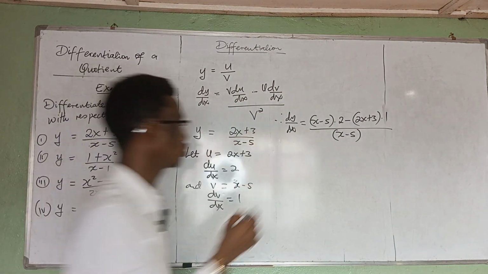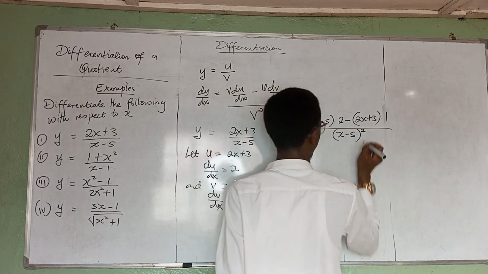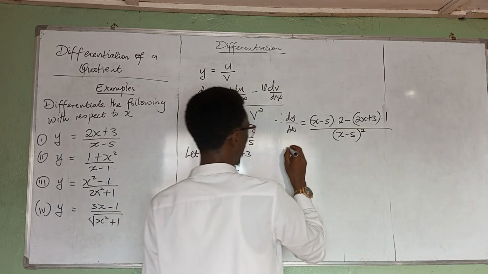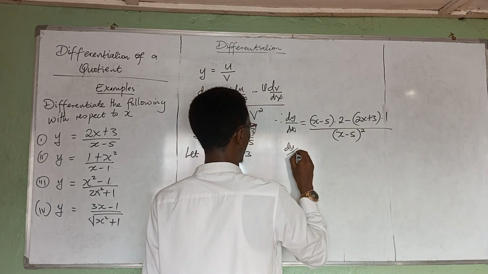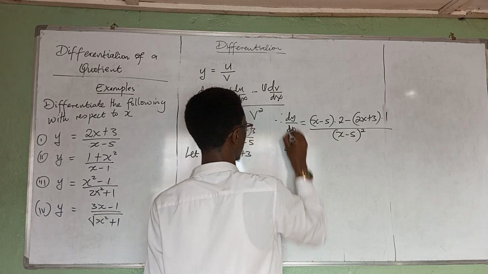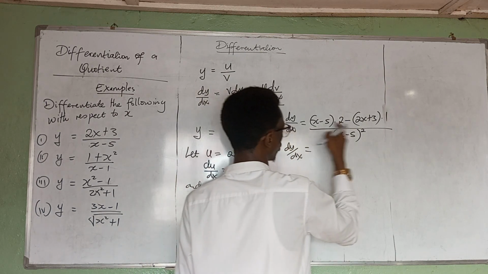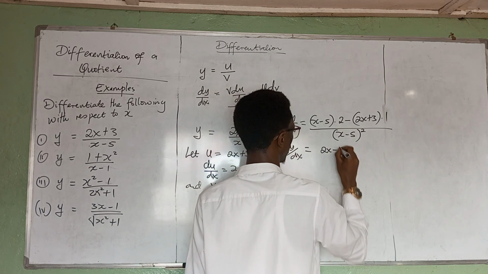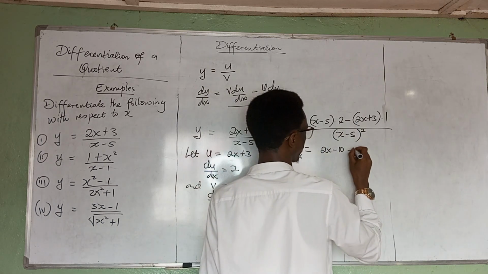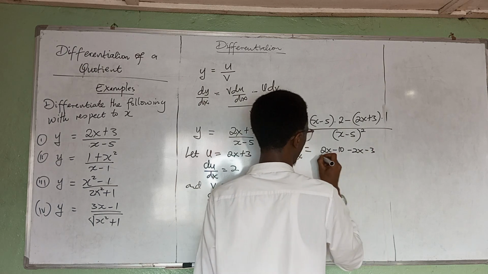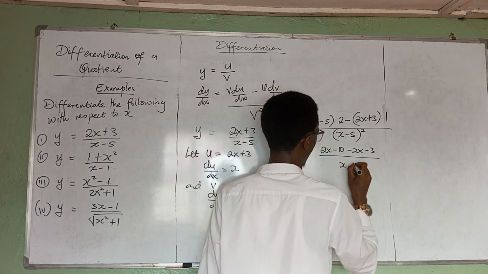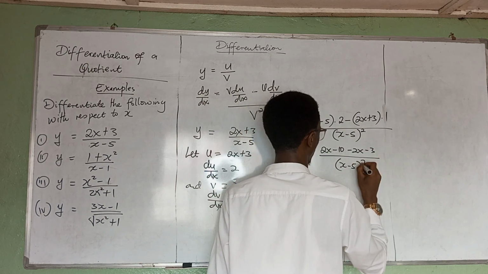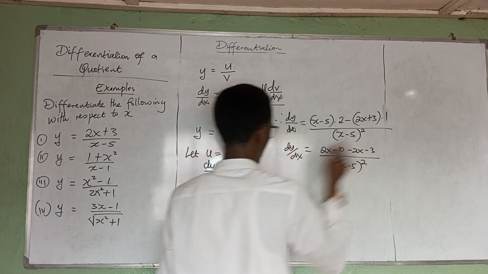A power, which is 2. So we square this one. Now we simplify. Your dy by dx equals, so you multiply, clear the bracket, this becomes 2x minus 10. And you come to this one, this becomes minus 2x minus 3, everything here by x minus 5. Don't bother yourself to open this bracket.